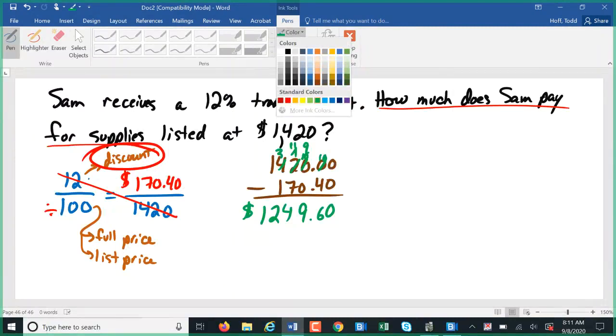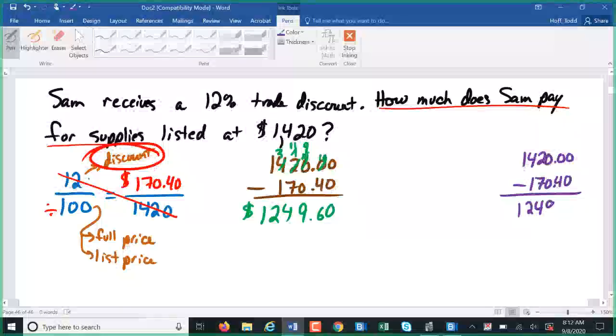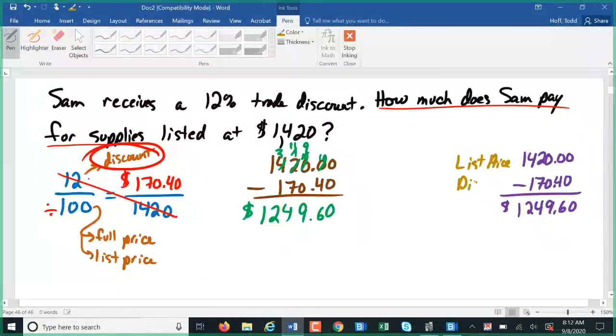Now that isn't too difficult there, but there is a simpler way we could have gone about that. If we look at this, we took $1,420. We subtracted that discount of $170.40 and got the $1,249.60 as the amount paid. The $1,420 is the list price. The $170 is the discount, and of course the $1,200 is the amount paid.